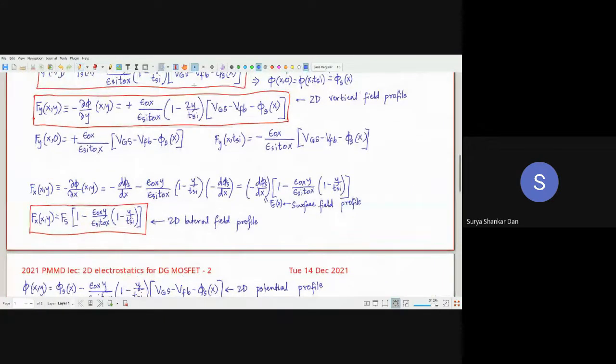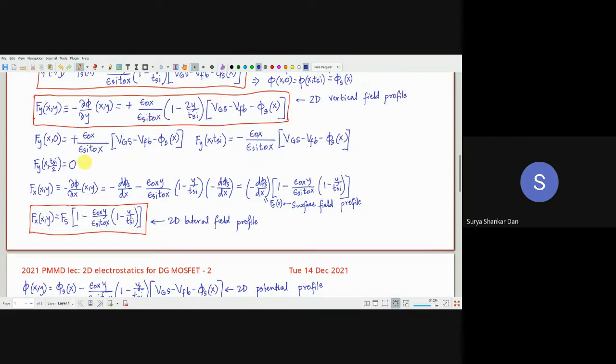In addition to this, I wanted to show something which is very crucial for your understanding. That is, what is the value of Fy at x comma tsi by 2? So we will replace this y by tsi by 2. As you can see, 2 will cancel, tsi cancels, giving you 1. So 1 minus 1 is 0. Excellent.